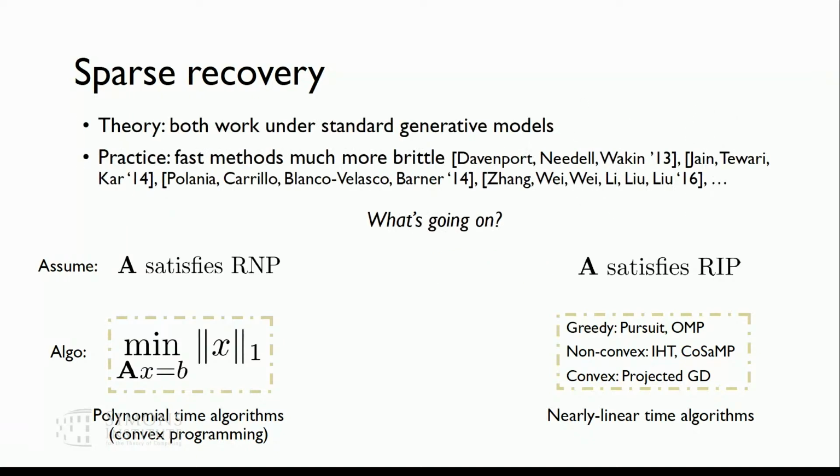In theory, under standard generative models, for example if you assume A has IID rows drawn from some reasonable ensemble, both work just fine, and in general the fast methods attain faster runtimes. But in practice, based on real data sets people care about, a variety of works have reported that these fast methods seem to be much more brittle in terms of whether the assumption is actually satisfied. So what's going on here?